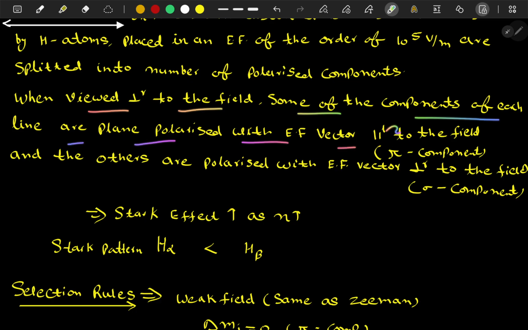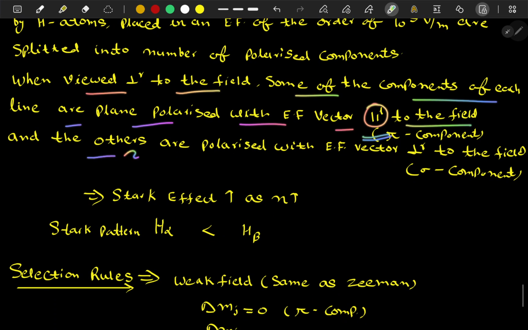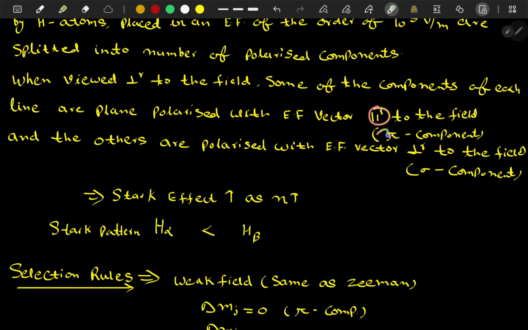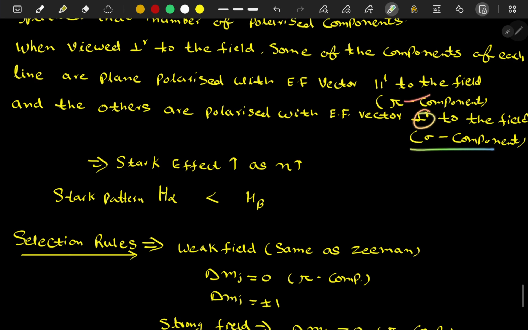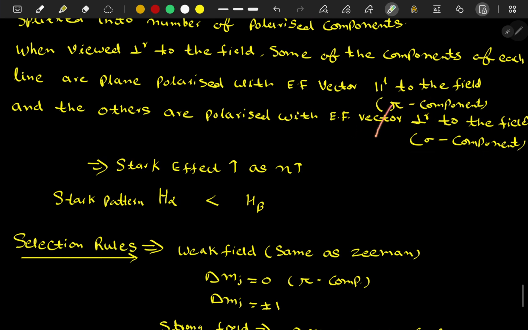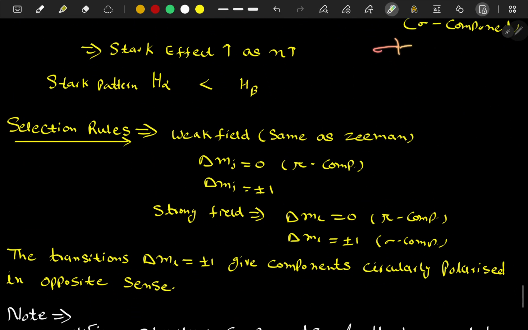When viewed perpendicular to the field, some of the components of each line are plane polarized with electric field vector parallel to the field, which is known as the pi component, and the others are polarized with electric field vector perpendicular to the field, which is known as the sigma component. Earlier, when we were studying the Zeeman effect, pi is centre and sigma is plus minus 1. Now pi is parallel. Remember how we write pi, this is parallel, and sigma, this is perpendicular.